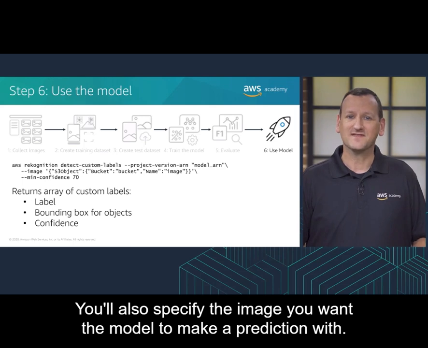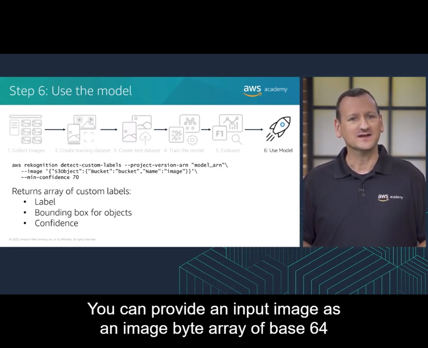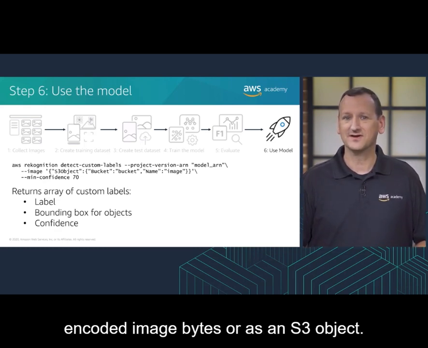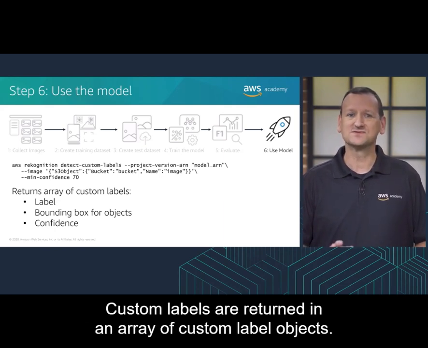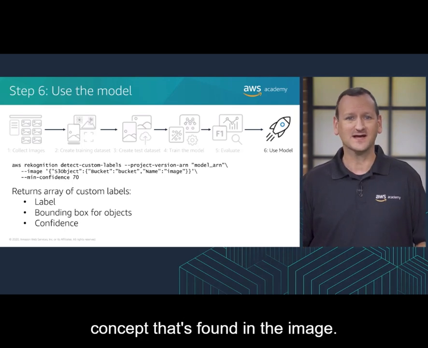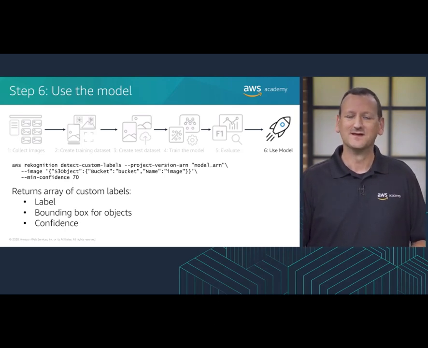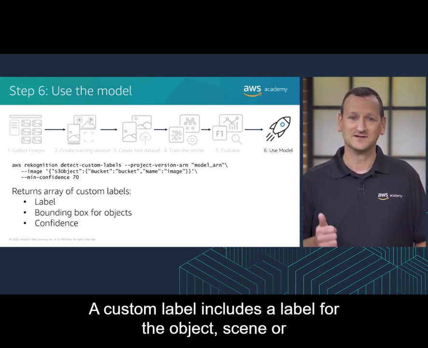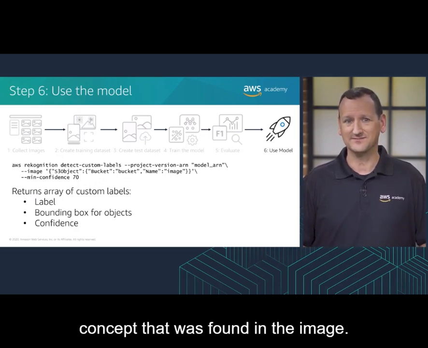You'll also specify the image you want the model to make a prediction with. You can provide an input image as an image byte array of base64 encoded image bytes, or as an S3 object. Custom labels are returned in an array of custom label objects. Each custom label represents a single object, scene, or concept that's found in the image. A custom label includes a label for the object, scene, or concept that was found in the image.